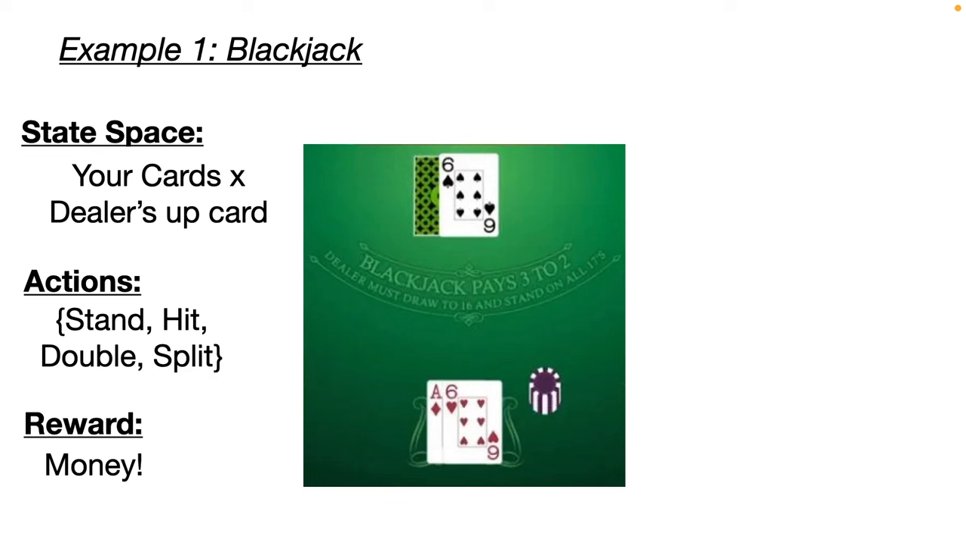Okay. So that's the state space and the actions. And the reward, of course, in blackjack is money. You want to maximize your money. You win the game if you have a higher hand than the dealer and are under 21. And otherwise, you lose the game. You lose your money. So you want to maximize your money. So it's very clear what your reward is. It's very clear what your actions are. It's very clear what the state space is. Any questions or comments?